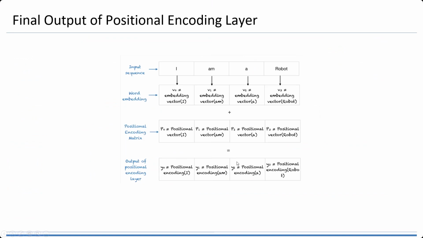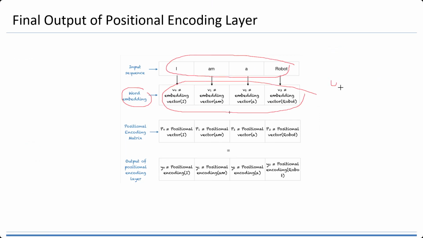So the final output of the positional encoding layer, as you know, we have the words as the input: I am a robot. The word embedding means you can use any word embedding such as word2vec, or you can use GloVe, fastText, etc. After you have a matrix from this word embedding, you can do the positional encoding matrix.